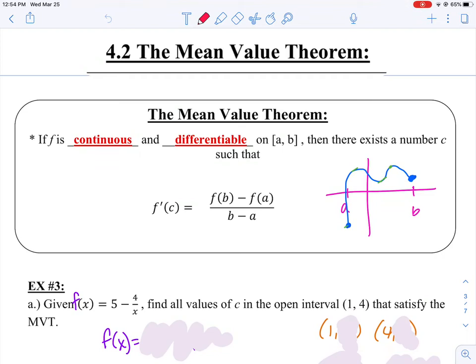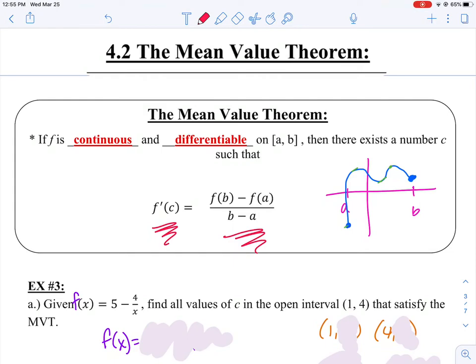We also have to make sure that our function is differentiable, meaning no sharp turns, no points of discontinuity, so no holes, gaps, vertical asymptotes, and no vertical tangents. As long as those two things happen, your function is continuous and differentiable on a certain interval, then there must be a number where the derivative, the instantaneous rate of change, is the same as the slope between your two endpoints, your average rate of change, right?